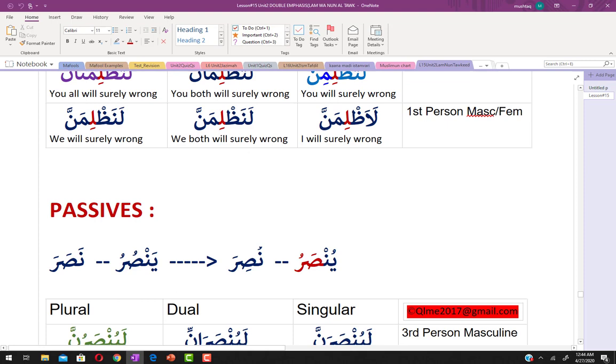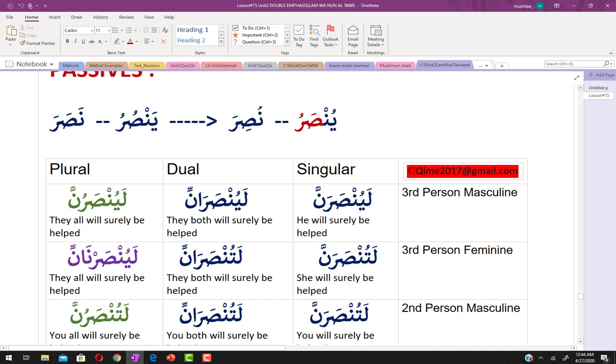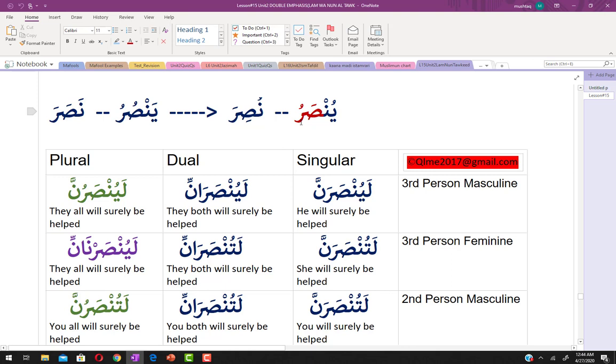I'm also making a chart of passive. Nasara yansuru, to help. Nusira yunsaru. So I'm taking here yunsaru. Okay, not yansuru, it is yunsaru. Yansuru is already there: layansuranna, layansurani, layansurunna. That was for yansuru. But now this is passive. This is majhul, right? So I am using the majhul.